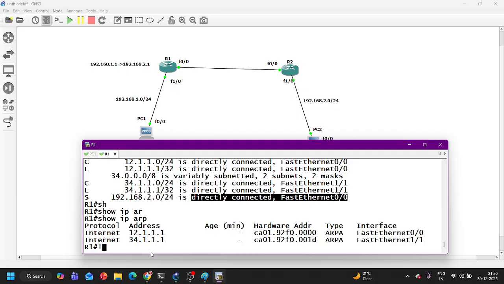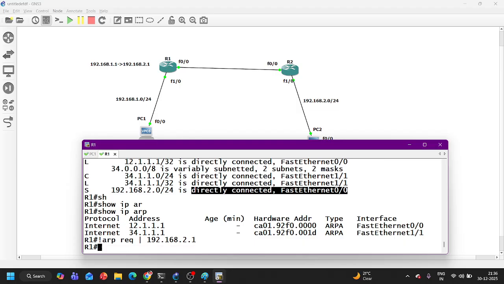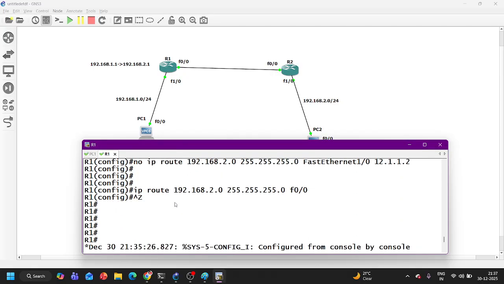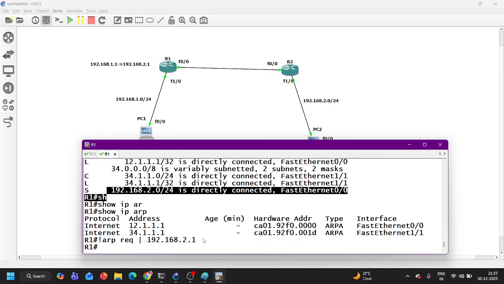ARP is not there. Router will directly generate an ARP request for the target IP 192.168.2.1. Here is the issue. Why has it generated ARP? Because this network is directly connected. The router has made an entry in the routing table incorrectly. This is because of your way of configuring static routing. This is a very old method, very old method. What is the issue? But there is some learning, right? I am telling you that.